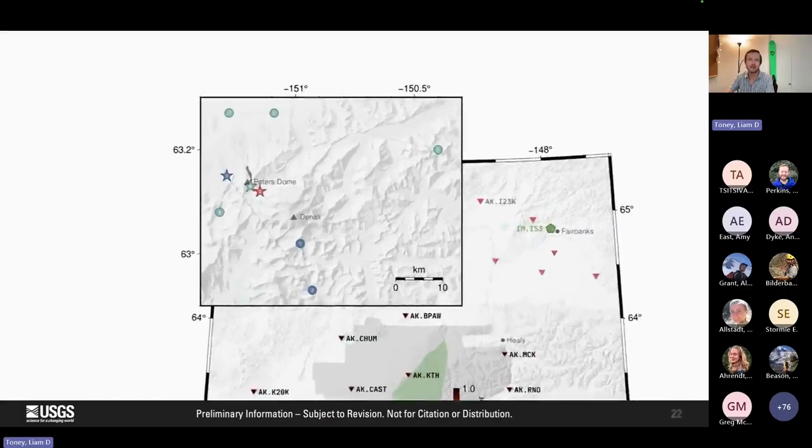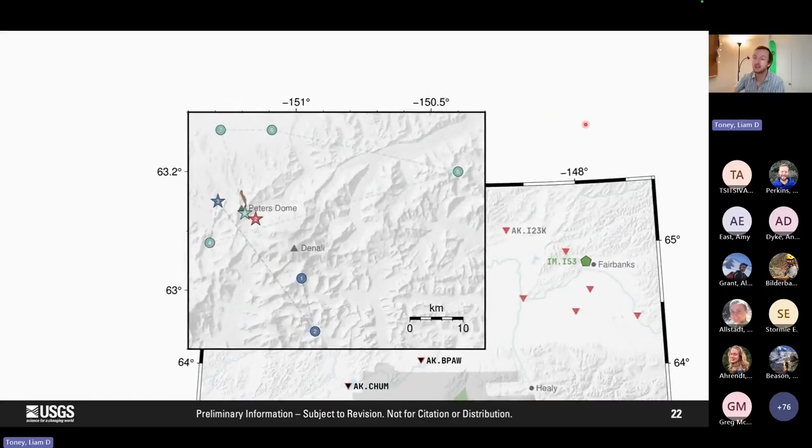But let's zoom in on the inset here that shows the immediate vicinity around Denali. So the event occurred just off the north summit of Peters Dome, just over 10 kilometers northwest of the summit of Denali. And I want to draw your attention to these blue circles and stars. These are the locations output by the NEIC earthquake monitoring systems. And locations 1, 2, and 3 are automated locations. And then the ones in cyan for 5, 6, 7, and 8 are when a manual analyst came in later after the 24-hour period to refine these locations.